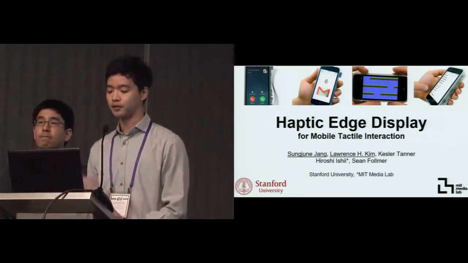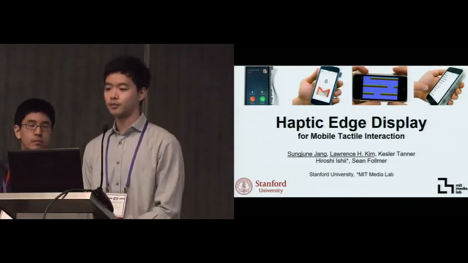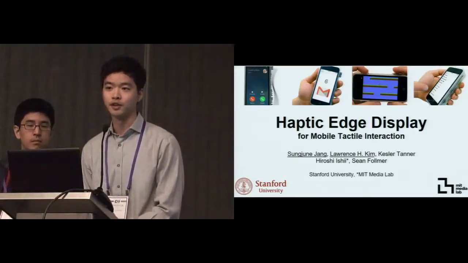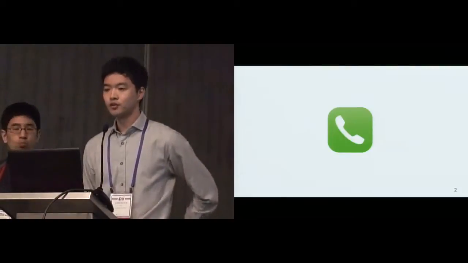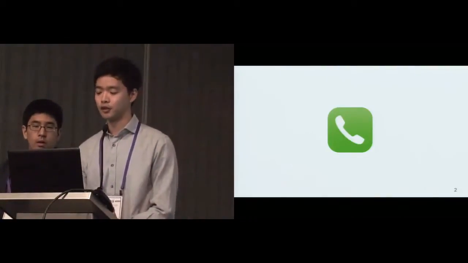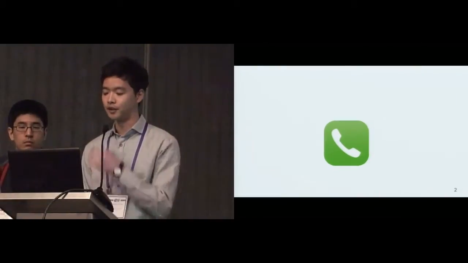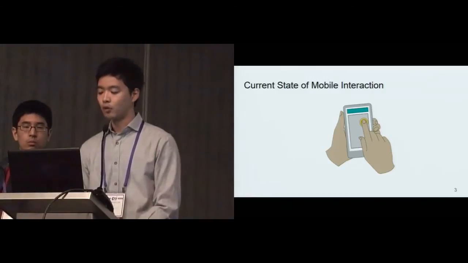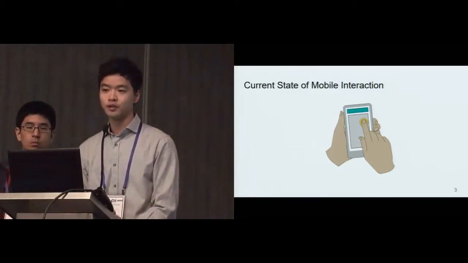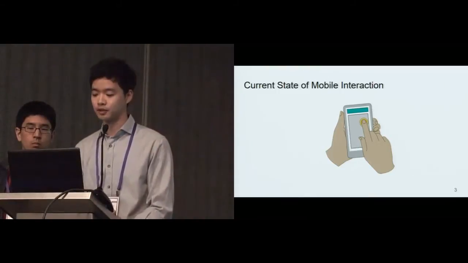This work was done by Sungjune, Lawrence Kesler from Stanford, advised by Hiroshi Ishii from MIT Media Lab, and Sean Follmer from Stanford. So mobile devices we use now have gone through a tremendous breakthrough. It has transformed from just a phone to a multimedia device in which phone is just one of its applications. While millions of applications have been developed, the means of interaction has remained the same. It's mostly just touch on a screen.